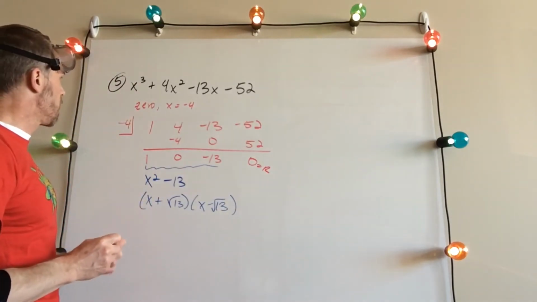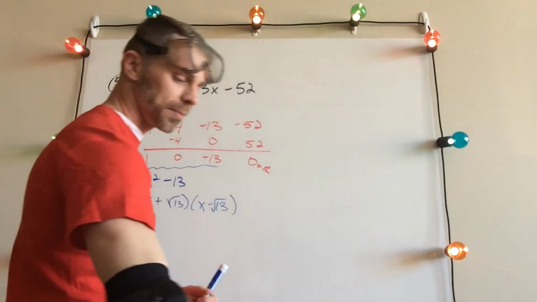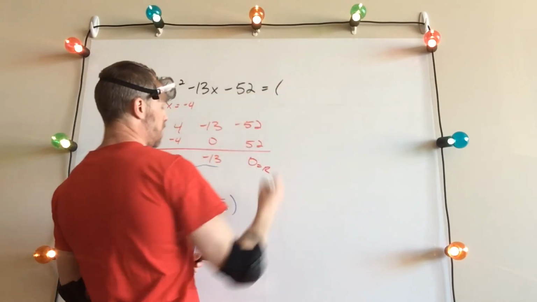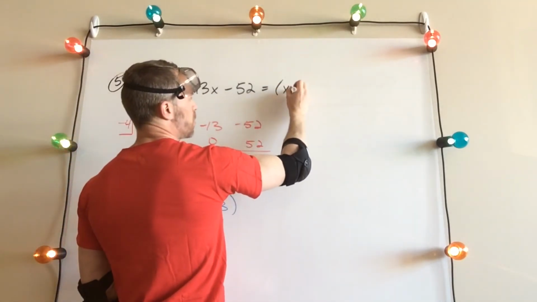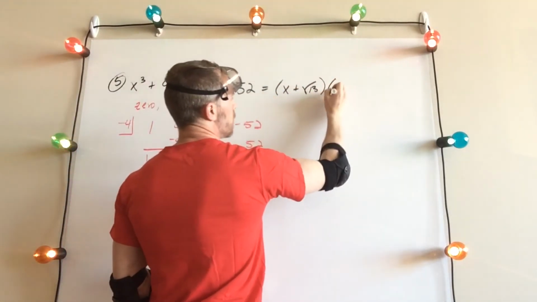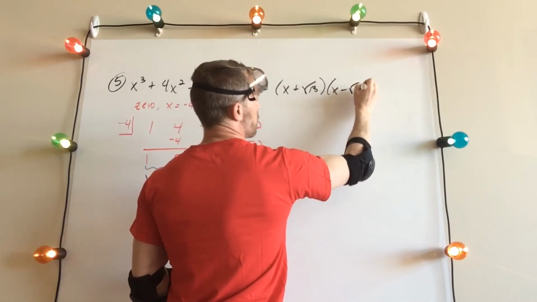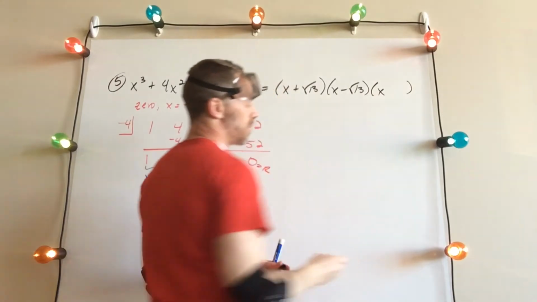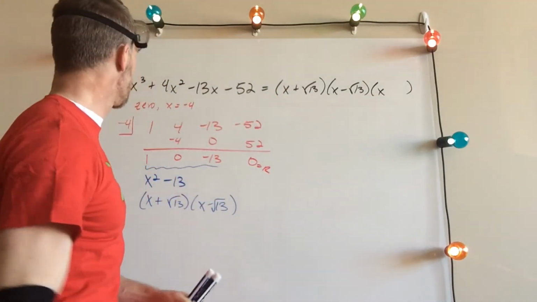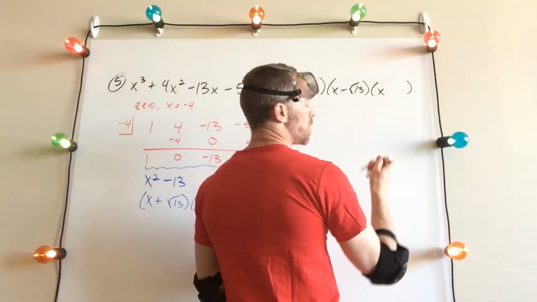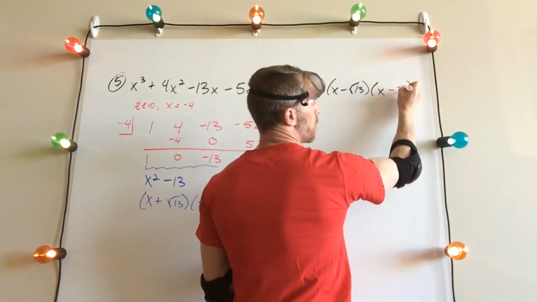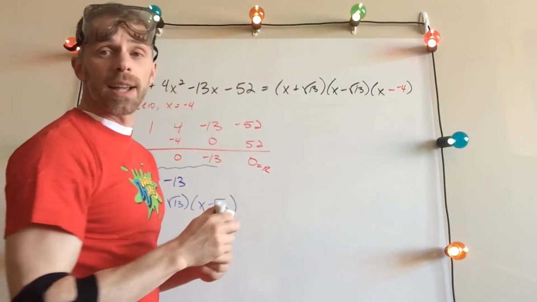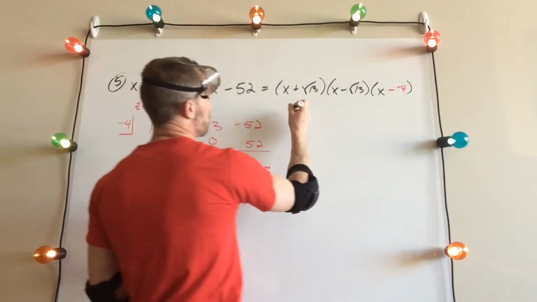All right, we wanted to factor the whole thing. We know we should have 3 factors: x plus square root of 13, x minus square root of 13, and then our last one is going to come from that first 0 that we found with our calculator. Remember, it was always x minus the 0.